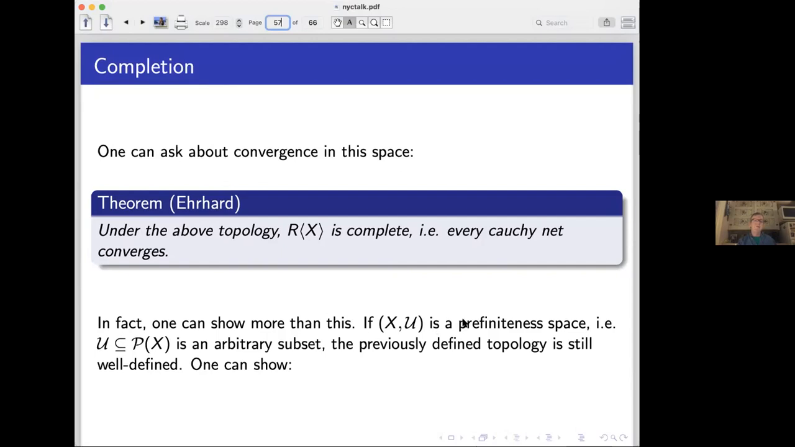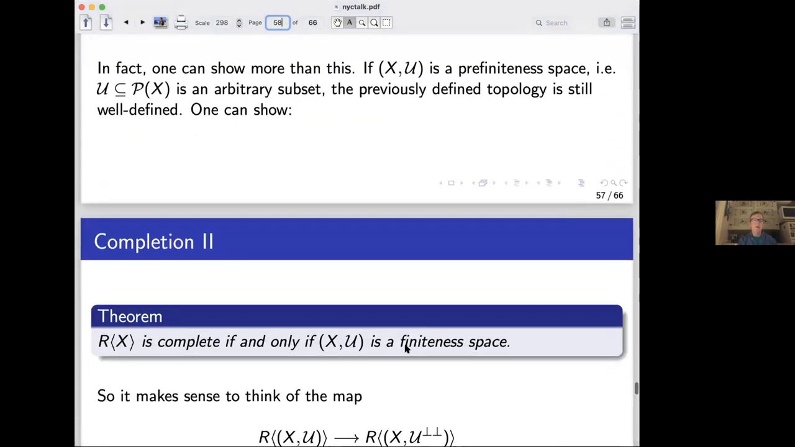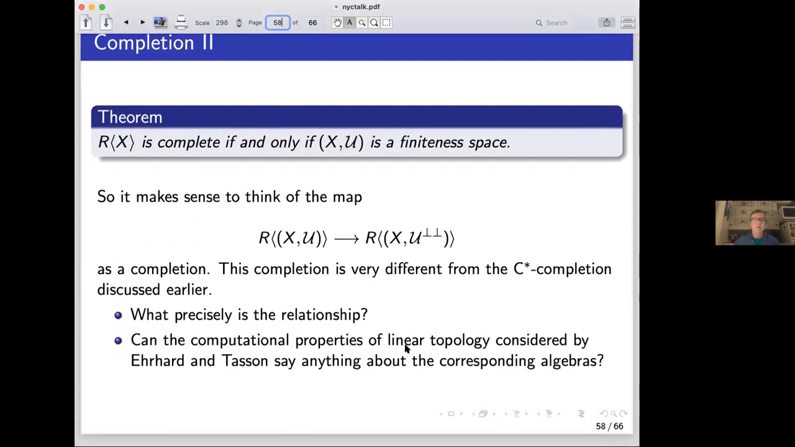A pre-finiteness space is just a set X equipped with an arbitrary U that doesn't have to satisfy that U perp equals U. You can still do all the above stuff. And our theorem is that R of X will be complete if and only if XU is a finiteness space. And so therefore we can think of this map as being a completion. It's obviously very different than the C-star completion that functional analysts think about. So what precisely is the relationship between these two? And I don't know the answer.